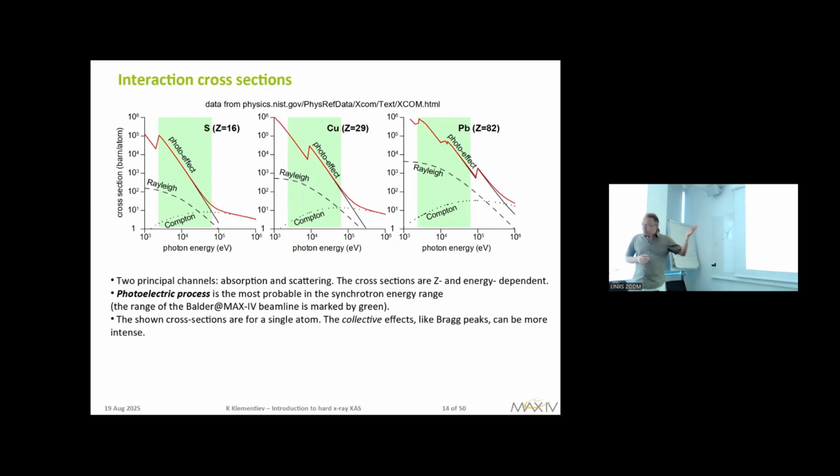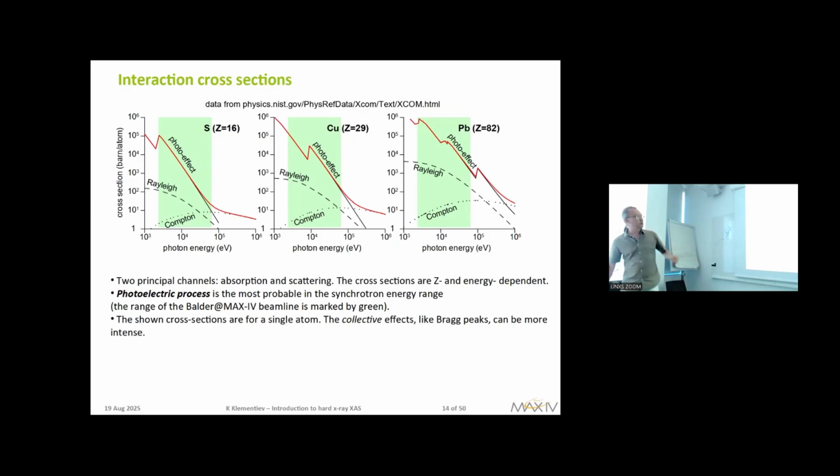Why do I show this? To tell that the photo effect is the main interaction channel, so it's easy to measure. It's not something, you know, like magnetic scattering, which is super weak and you have to fight for it. No, this is very strong. So for all materials, whether light or heavy, it should be easy to measure.